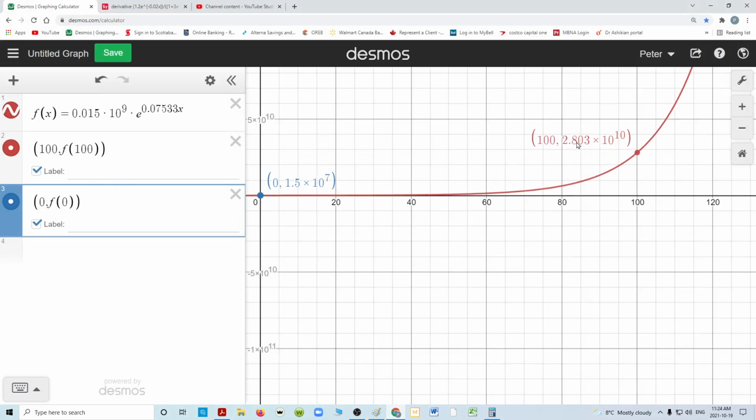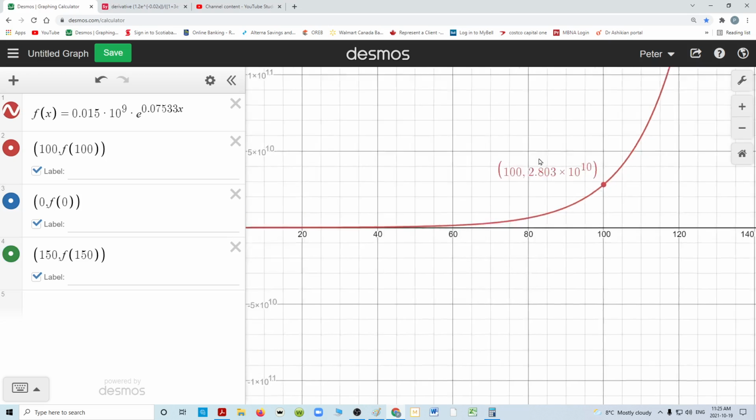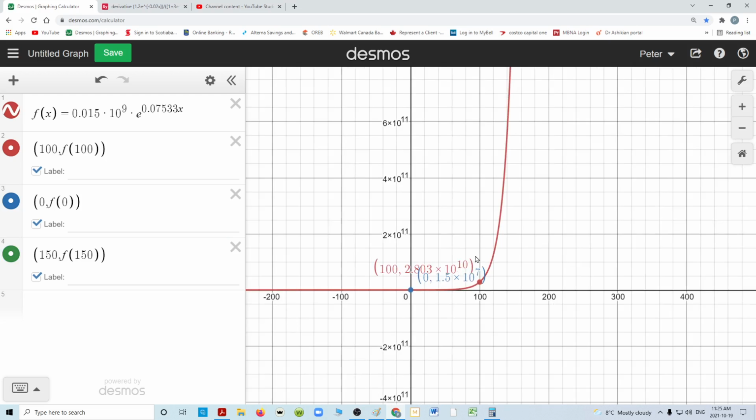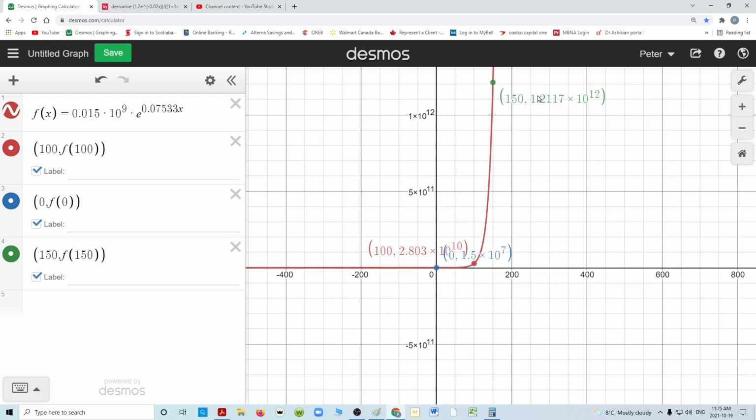And by the end, you're making 10 to the 9. 10 to the 6 is a million. 10 to the 9 is a billion. So you're making $28 billion in 100 years. Let's look into the future and do 150, comma f of 150, and label it. So that means 50 years later, look how much more you make using this curve. You're making $1.2 trillion just 50 years later, and that's because the growth is ridiculous.